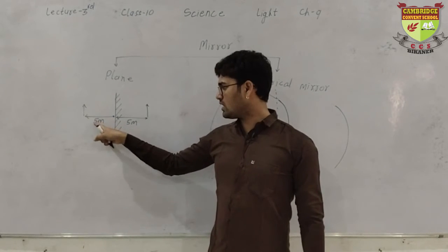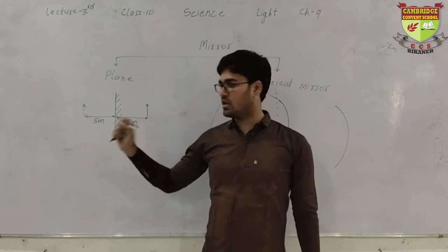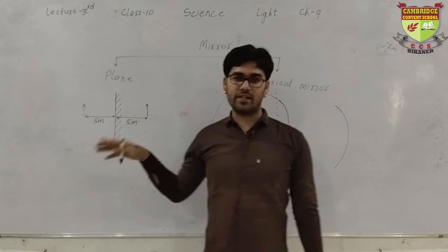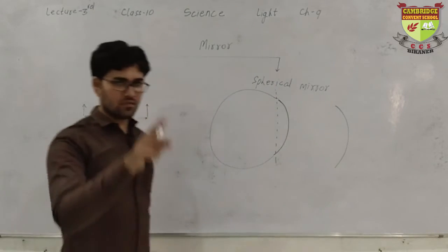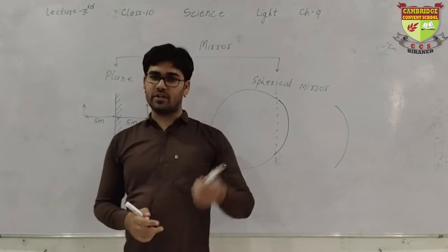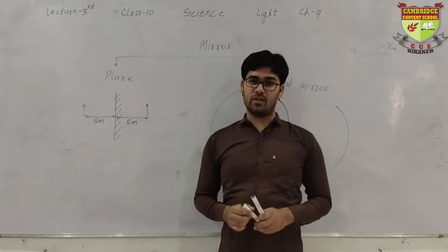When you come closer, the image will also come closer. When you move far, the image will move far as well, and vice versa, right? This is the first property. The distance will be the same. You can note it.